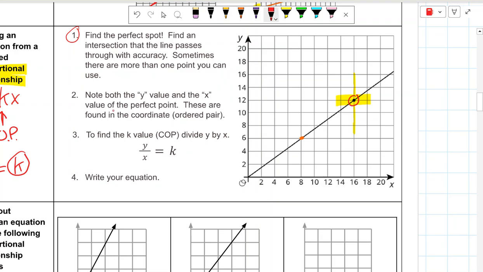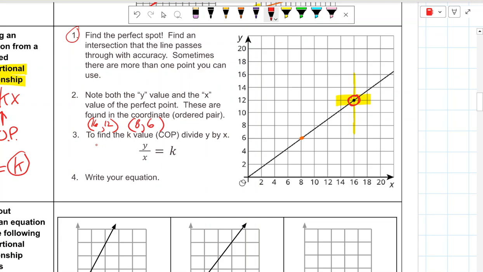Number 2, note both the y value and the x value of the perfect point. They are found in the coordinate or ordered pair. So let's go ahead and note it. So our notes are, for our first point right here, we're going to call that (16, 12). And our second point that we found was (8, 6). Remember, make sure you list the x value first.